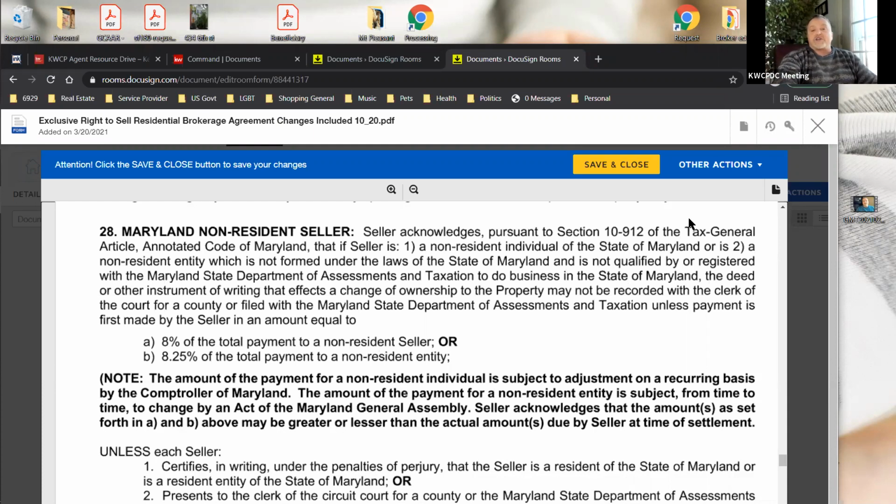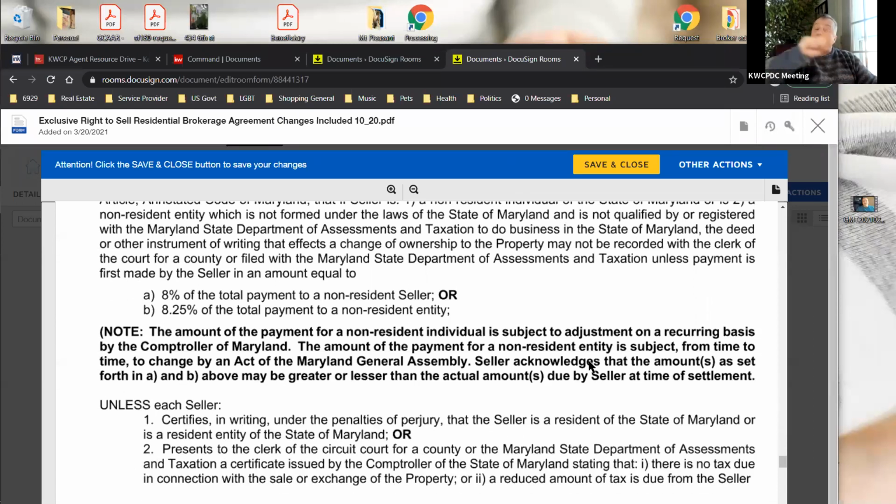So the seller acknowledges pursuant to section 10912 of the Tax General Article Annotated Code of Maryland, look it up in Google, that if the seller is a non-resident individual of the state of Maryland or is a non-resident entity which is not formed under the laws of Maryland, so meaning an LLC or something, and is not qualified by or registered within the State Department of Assessments and Taxation to do business in the state of Maryland, the deed or instruments of writing that affects a change of ownership to the property may not be recorded with the clerk or filed with the Maryland State Department of Taxation unless payment is made by the seller in the amount of 8% in the total payment.